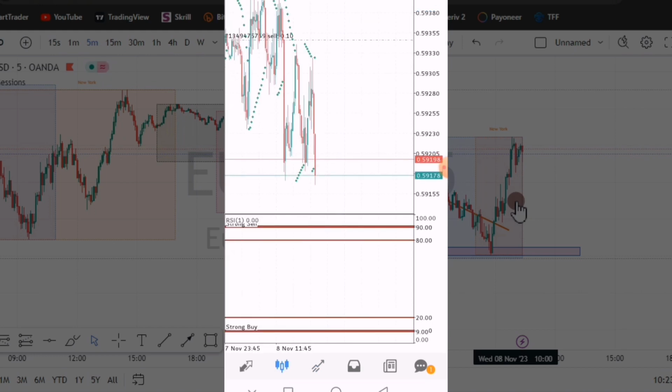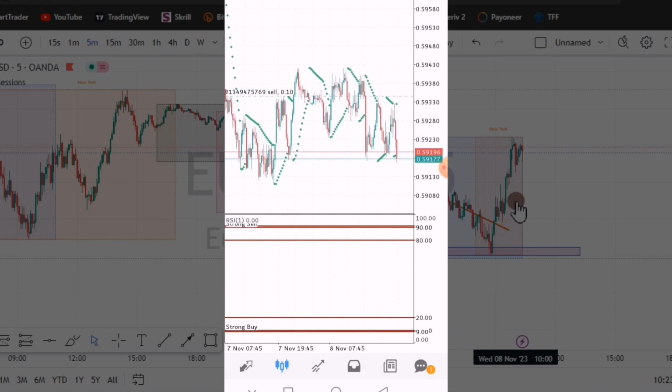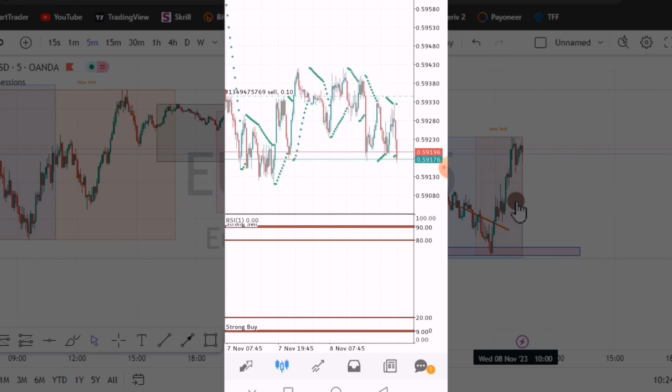We take this one. You see that price was rejecting on that region. I'm not sure if it's very clear. Price was rejecting on that region, so I took a sell trade and it's dropping. Price even broke out of that trend line. So it is like that.